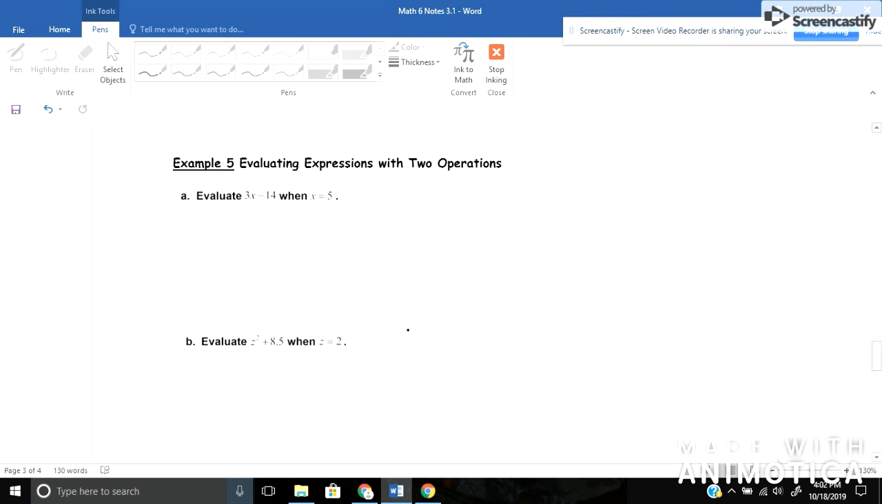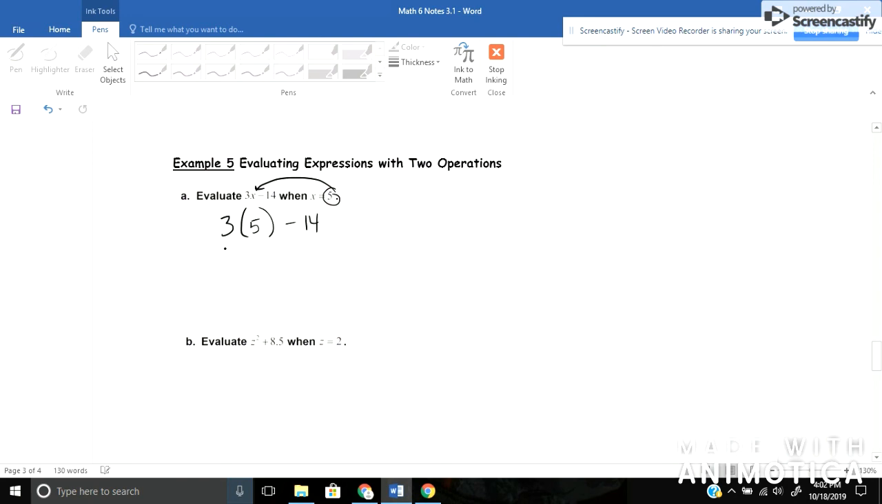So remember, order of operations will come into play here. You have to remember what you need to do first to do your math correctly. Evaluate 3 times x minus 14 when x is equal to 5. All right, I'll substitute 5 into this expression. So I have 3 times 5 minus 14.